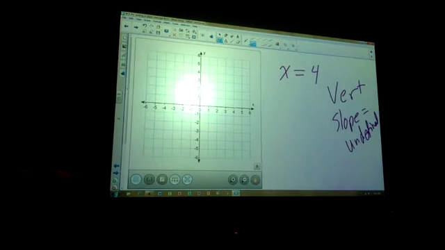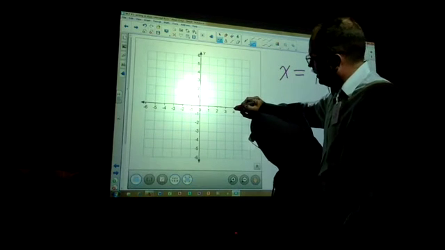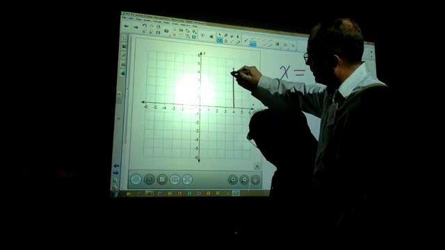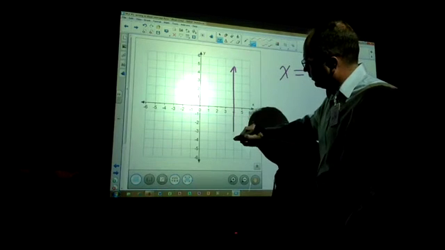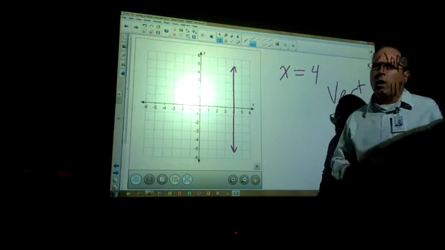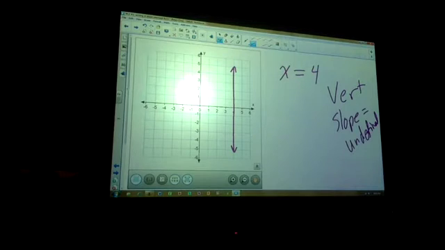You have explored your calculators enough that if you go 5 divided by 0, it says error, and you probably discovered that a long time ago when you were a little kid going, why is that? Okay? But this is a vertical line right here. That's a vertical line, right? Yeah. So question, does it go through 0, 0?